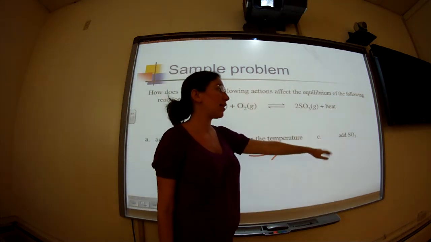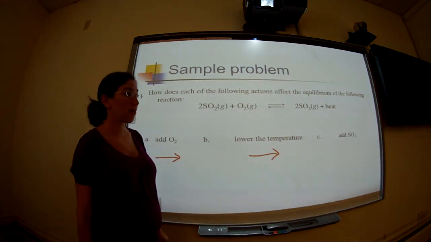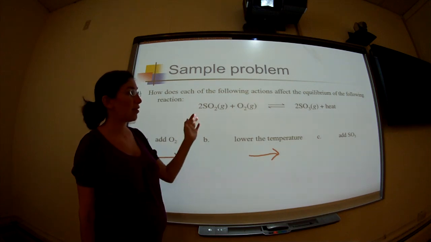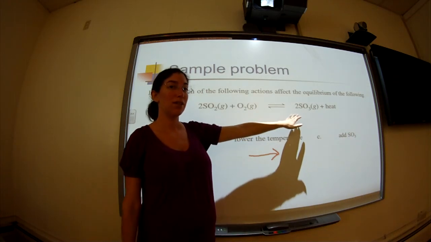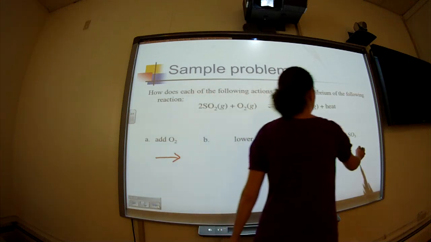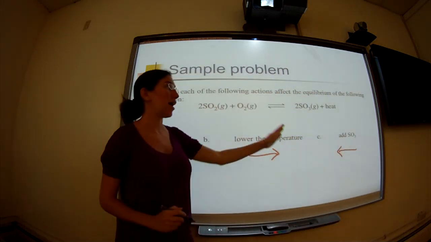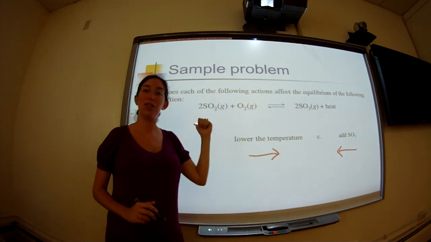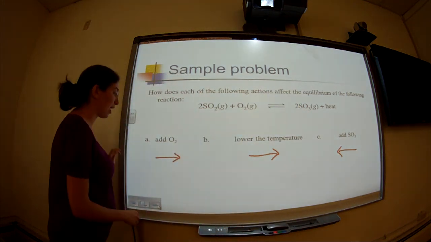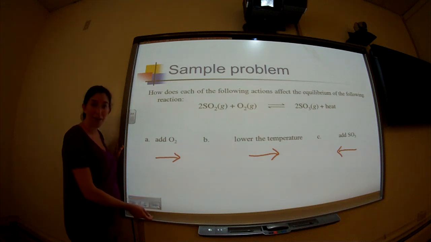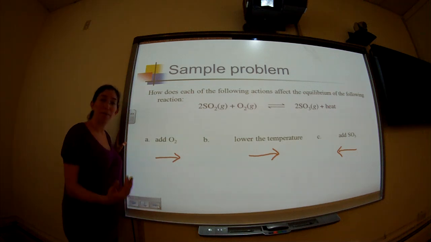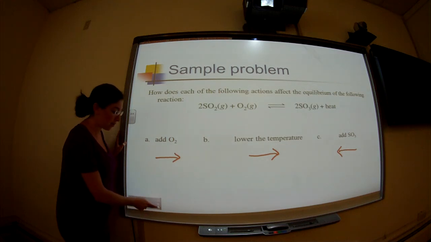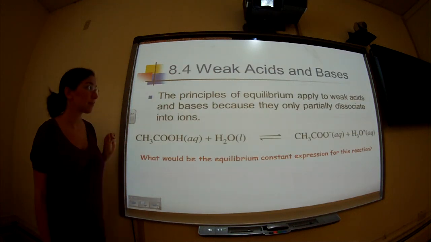And the last one, if we add SO3, which is a product. If we add more product, which way is it going to shift? Hopefully you got it. It shifts back this way. If you add more on one side, it's going to shift to the other side to try to balance it out. So keep practicing these problems. It's a set of rules that you learn and practice, and they will make sense and be pretty straightforward.